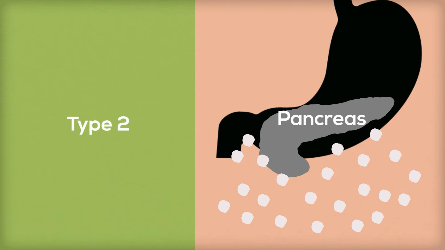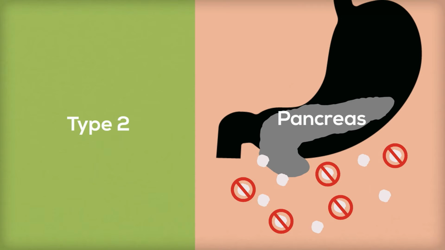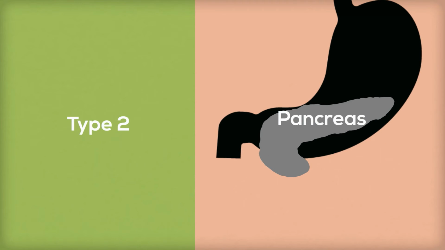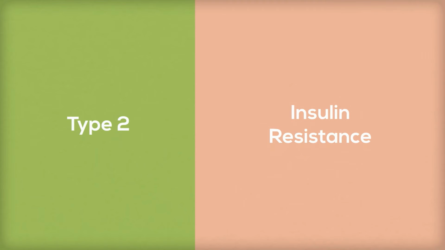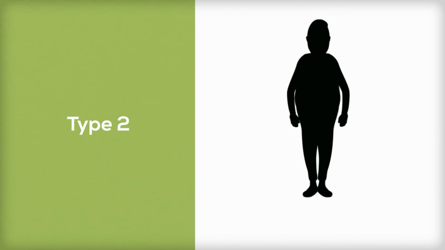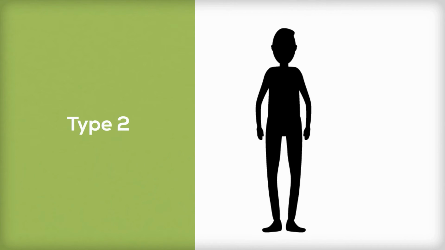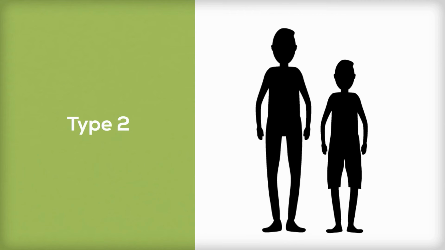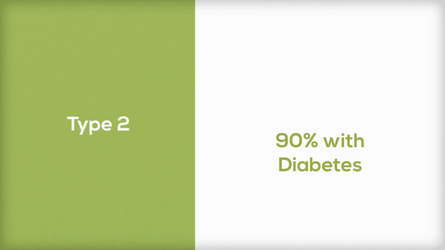Type 2 diabetes occurs when the pancreas does not produce enough insulin or when the body does not effectively use the insulin that is produced. The latter is known as insulin resistance and can arise due to excess body fat and other factors. Type 2 diabetes usually develops in adulthood, although increasing numbers of children in high-risk populations are being diagnosed. Type 2 diabetes accounts for 90% of people with the condition.